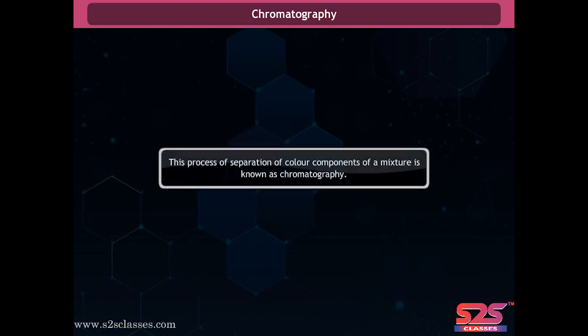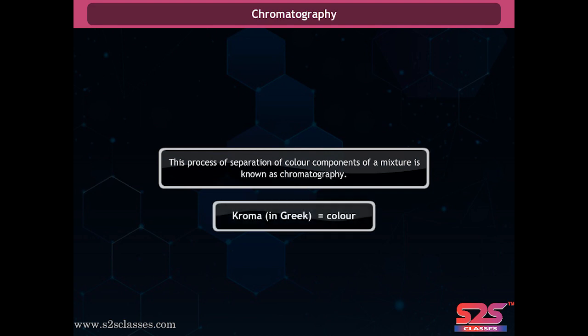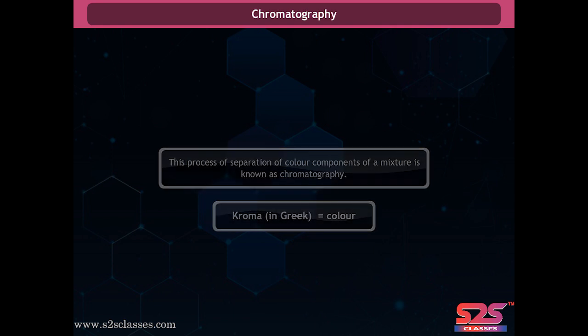Chromatography: this process of separation of color components from a mixture is known as chromatography. Chroma in Greek means color. It is the technique used to separate those solutes that dissolve in the same solvent. Let us explain with the help of an activity.